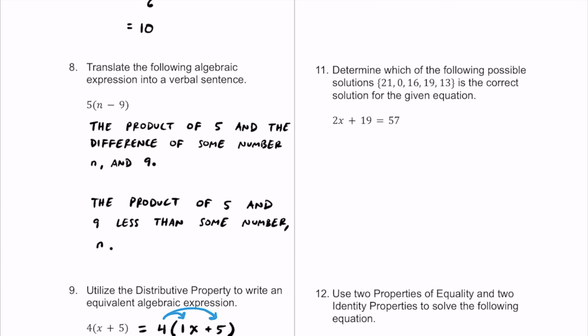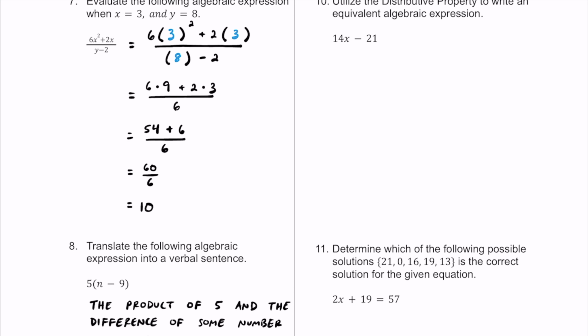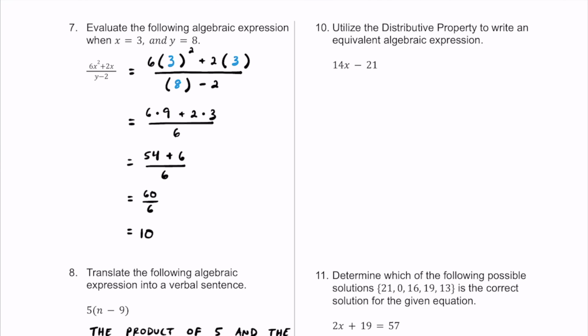Here's number 10. And for number 10, we have to go ahead and use the distributive property to write an equivalent algebraic expression. So one thing we can do here is, technically you could write 1, but this is a little bit silly. 1 is a common factor, so you could write 1 times 14x minus 21, but you can always do that. If you want to distribute, you can go ahead and get back to the original expression we have. But when you are using the distributive property, we generally try to find the GCF. The GCF of 14 and 21 happens to be 7.